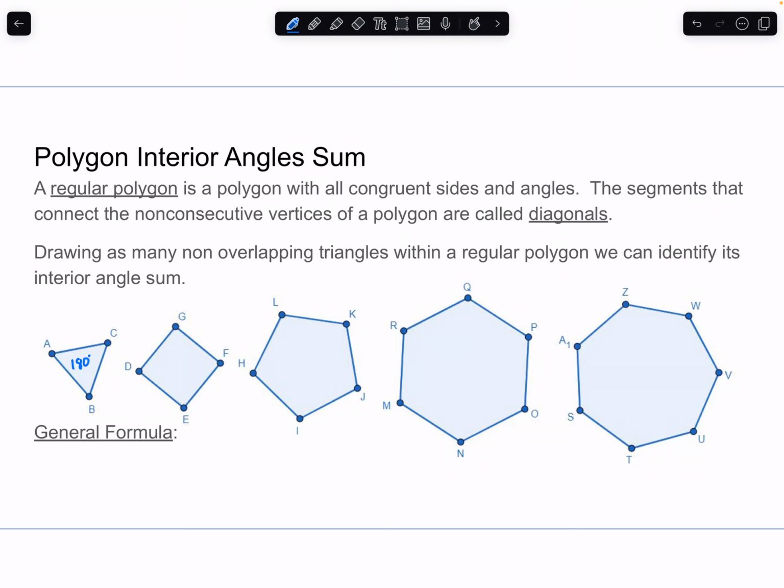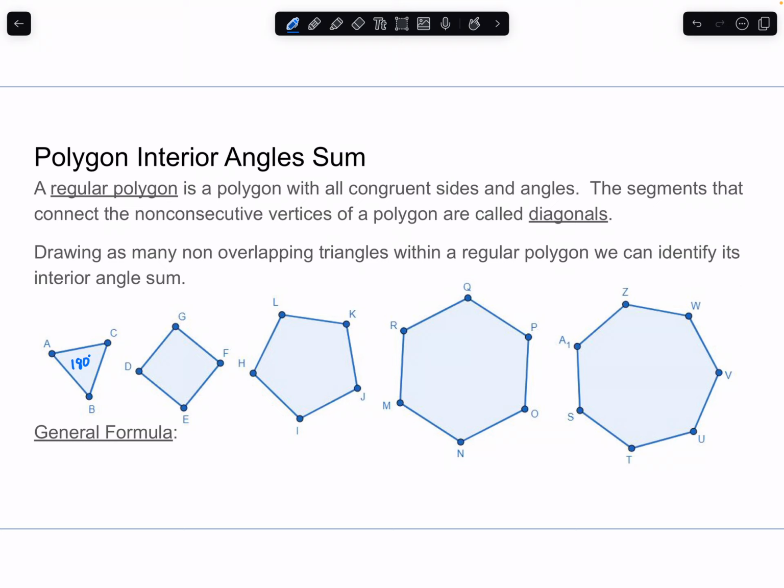As you can see here, we have some vocabulary words. A regular polygon is really just a polygon with all congruent sides and congruent angles. So these are all examples that you see here in these images. These are all examples of regular polygons because all sides are congruent.